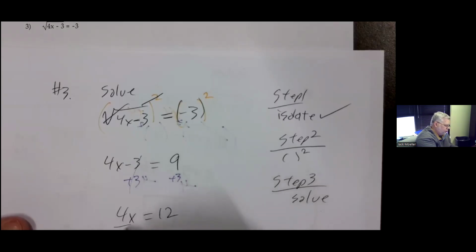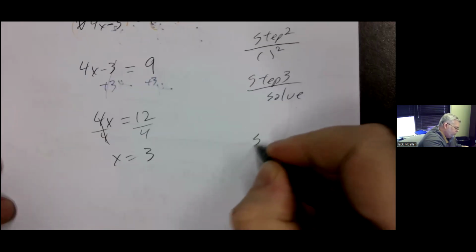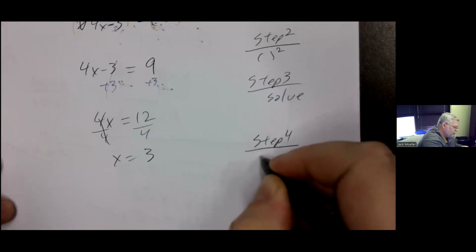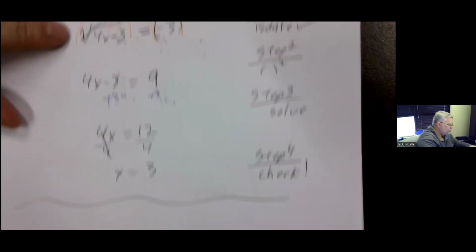4x equals 12 divided by 4, so x equals 3. So are we done? Well, if you said no, just the last step for these is always check. So back to the original problem.